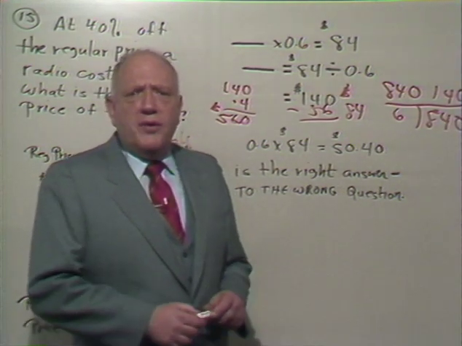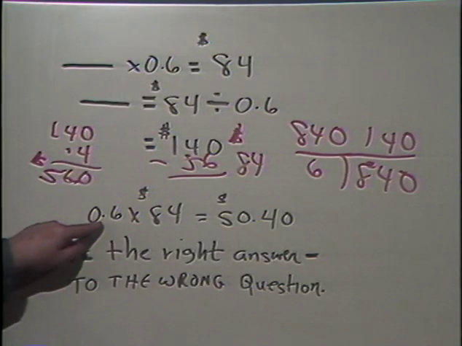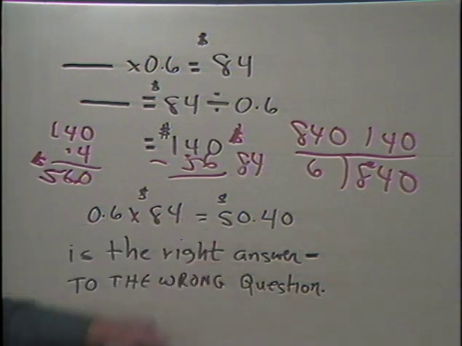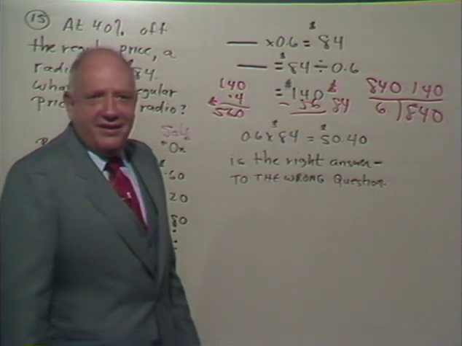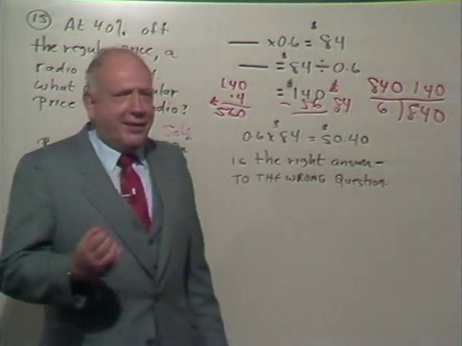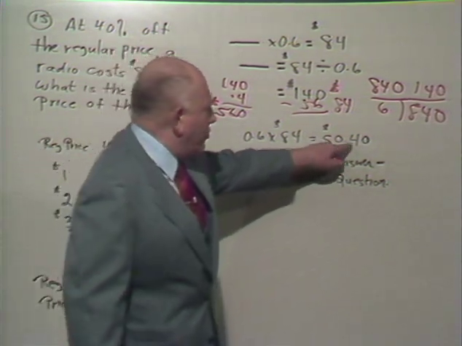Now, let me show you the danger with a calculator, and we'll conclude on this note. Many people take the 0.6 and multiply that by the 84, and they get $50.40 for the answer. That's ridiculous. If the sale price is $84, what kind of a sale is it if it costs more than the regular price? See, again, you have to understand that what? You're not going to buy at the sale if it costs more at the sale than the regular price. So somehow this should warn you.